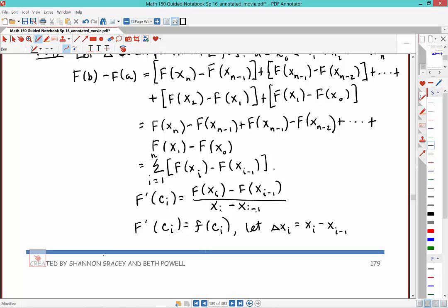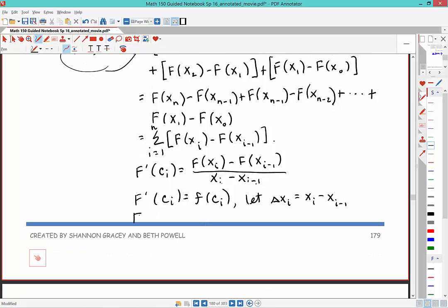And from here, remember, we were dealing with capital F at b minus capital F at a for all this time. So capital F at b minus capital F at a is going to equal the summation from i equals 1 to n of f at ci times delta xi. But what is that? We know that is the integral from a to b of f at x with respect to x. Okay? So this is the proof for the Fundamental Theorem of Calculus.